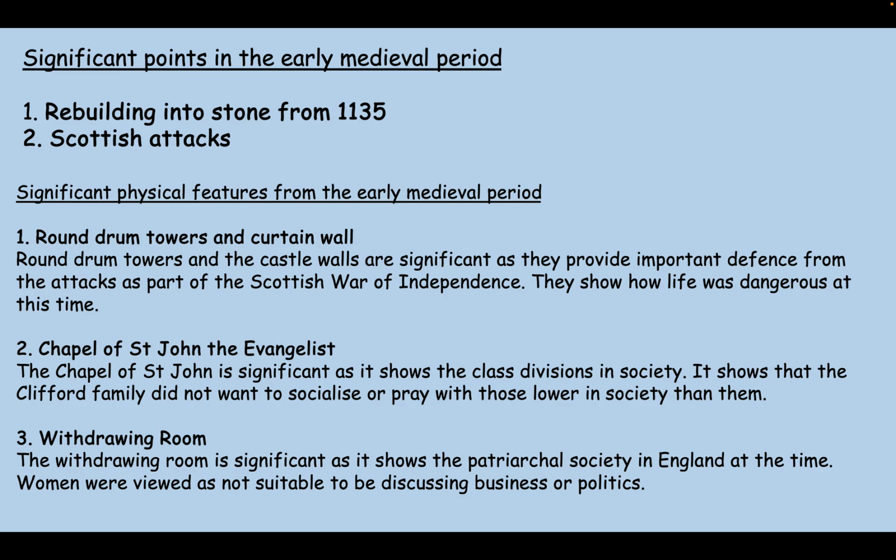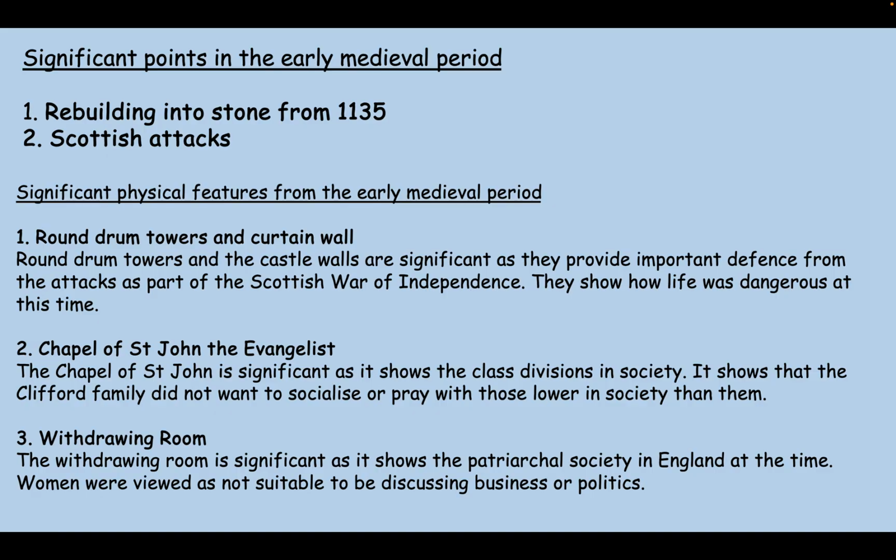They provide defence for the castle, and they show how dangerous life was at the time. The Chapel of St. John is significant because it very clearly shows the class divisions in society. It shows that the Clifford family don't want to socialise or to pray with the peasants or anyone lower than them in society.